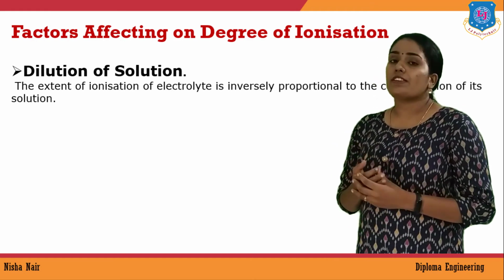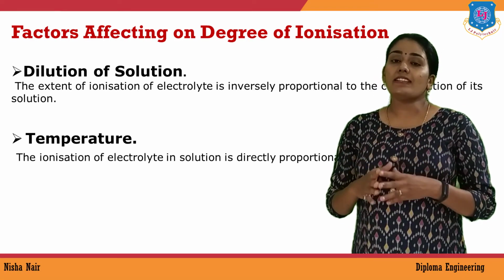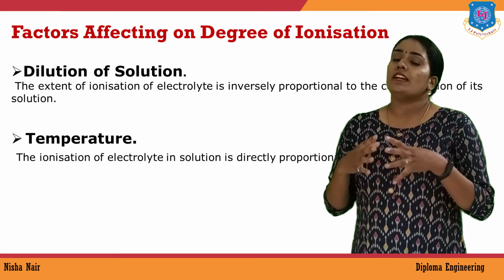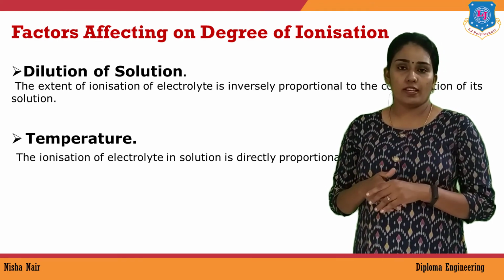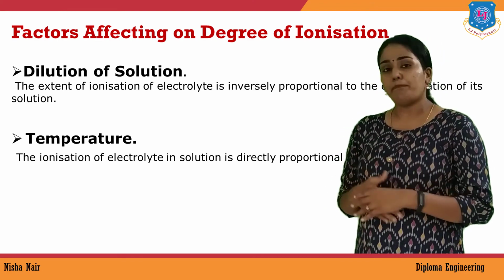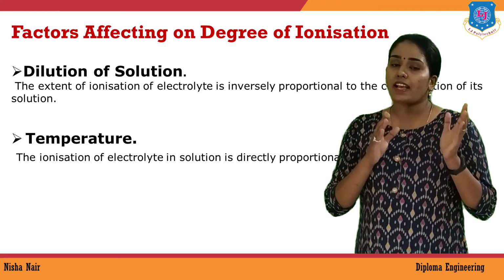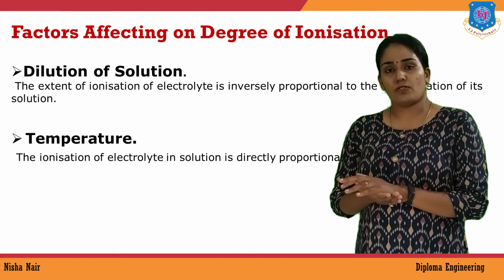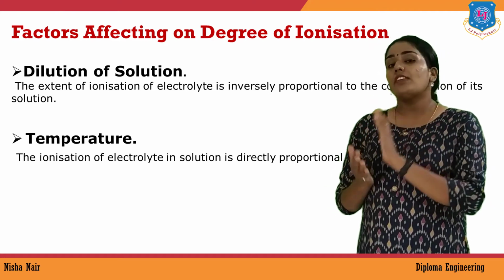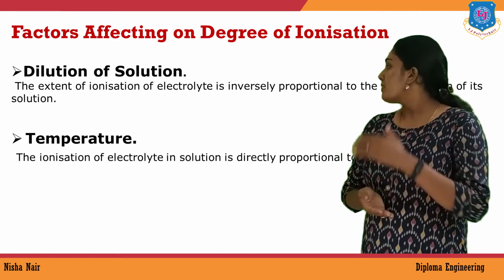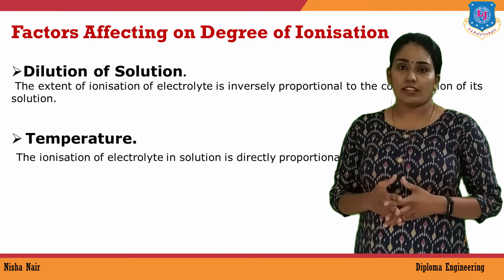Now, the last factor is temperature. As the temperature increases, the degree of ionization also increases. So for the factor temperature, the degree of ionization is directly proportional. Means as the temperature increases, the degree of ionization also increases. As the temperature decreases, the degree of ionization decreases. So these are the factors which affect the degree of ionization.